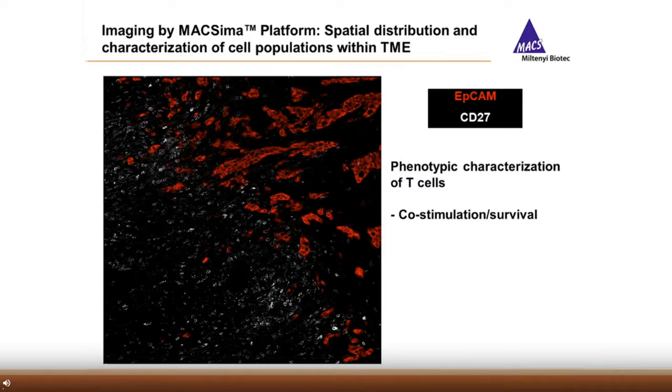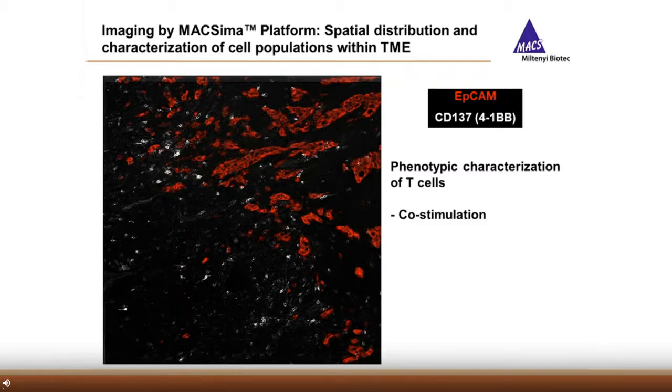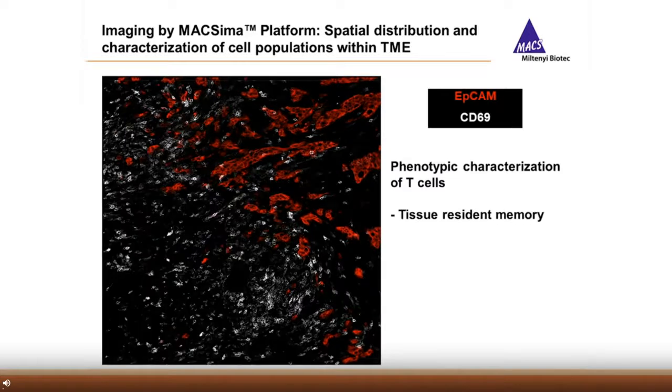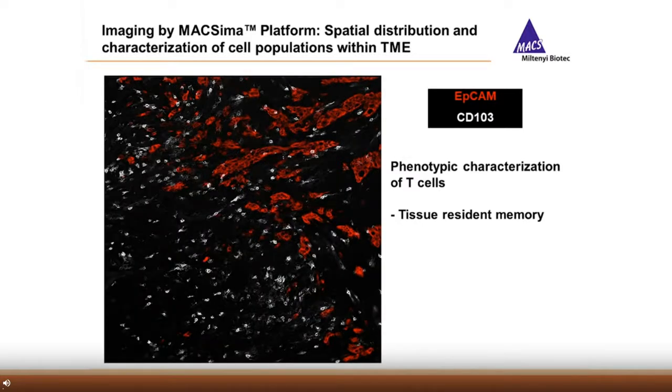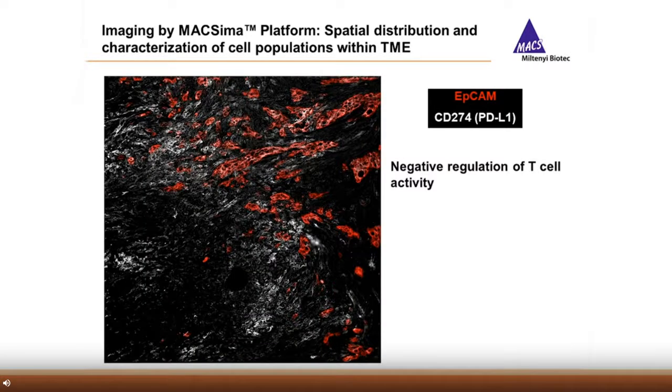In this case, with the expression of the co-stimulatory molecule CD27 or CD28 or 4-1BB, ICOS, but also markers that correlate with tissue-resident memory T cells like CD69 and CD103. Expression of chemokine receptors can also be assessed, like CXCR3.